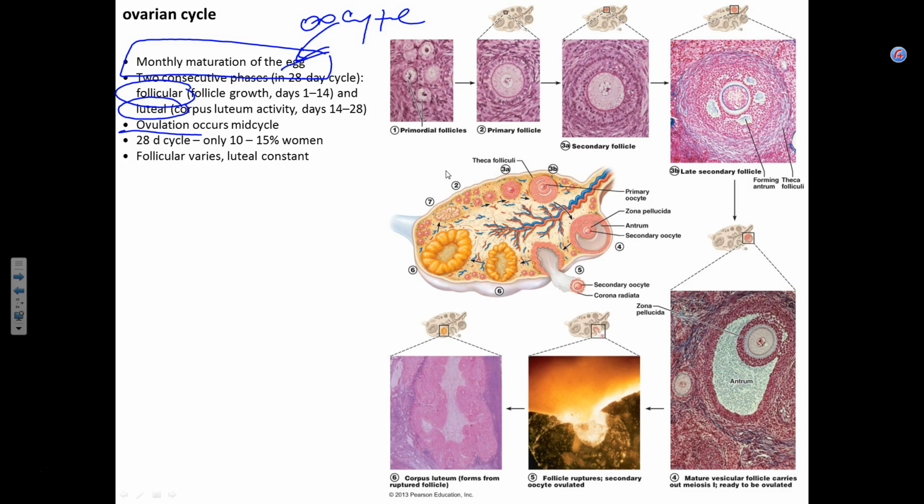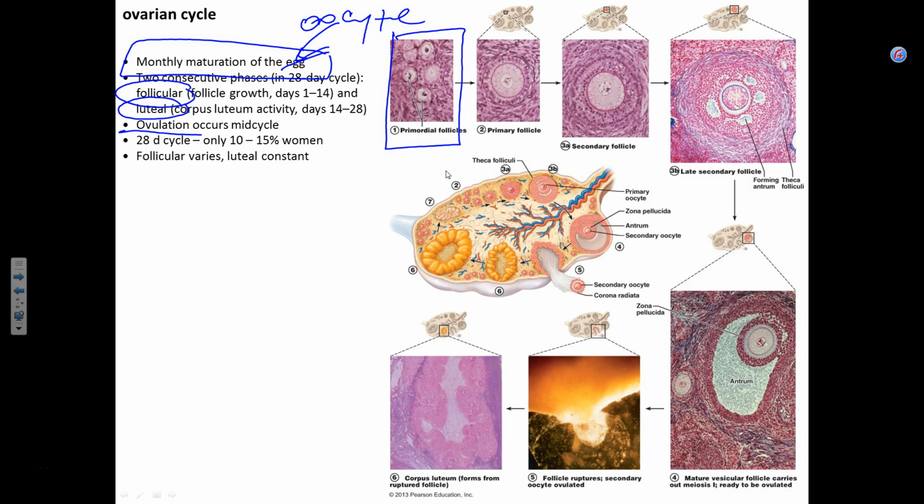Follicular stage varies between women. However, luteal stage, the second stage, is constant. So let's do a brief overview. It happens during the follicular stage. So here, you can see the primordial follicles.